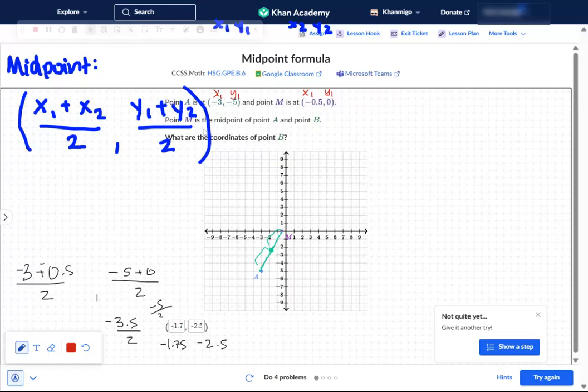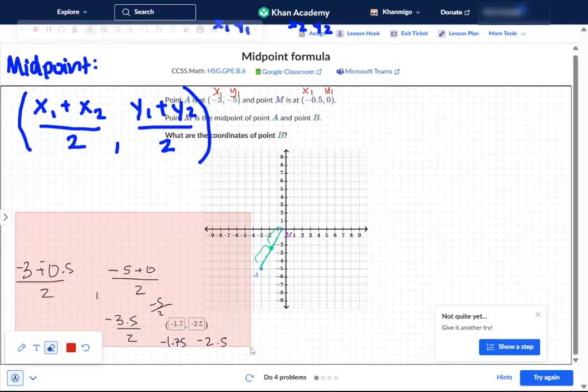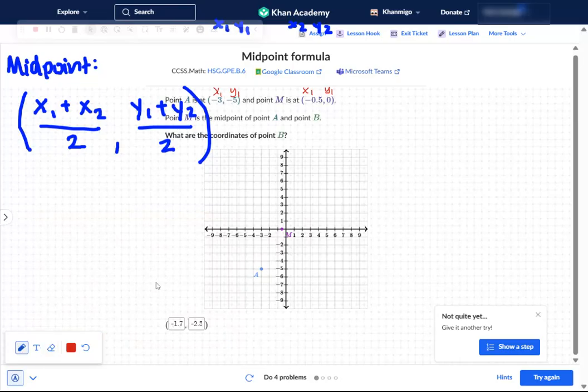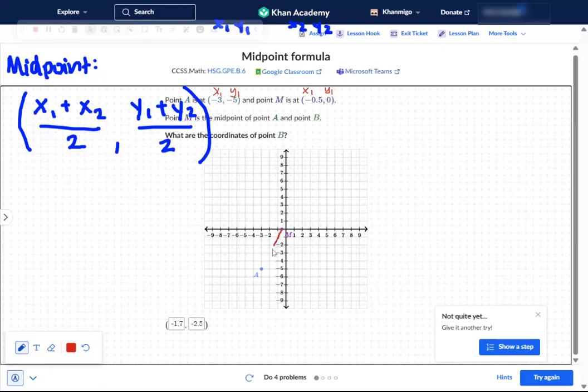Ooh. See, this is why it's a recording. No one can stop me. If we were finding the midpoint, we do have the midpoint of A and M, but oh no, that's not what they were asking us. Let me see if I can figure out how to clear this. That's not what they were asking us to do. Oh no. They're telling us that M is the midpoint. Okay. I was gonna say, like, that's really small.